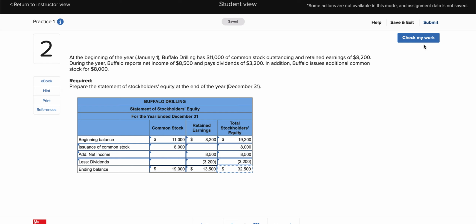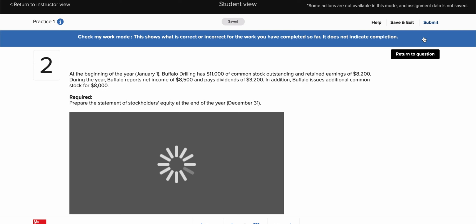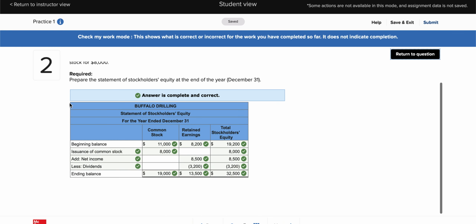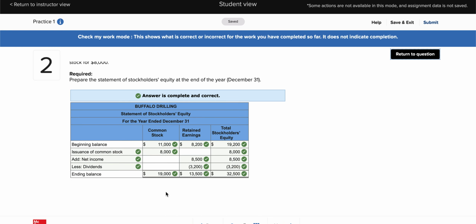And you can always and should always, when you are done with a question, click this check my work box just to make sure that everything is green. Green is not only is everything green, but you want to make sure that the wording in this box says the answer is complete and correct. So let's move on to the next one.